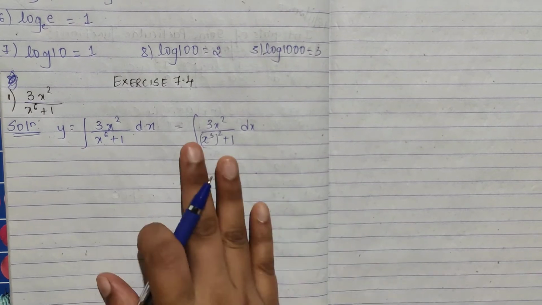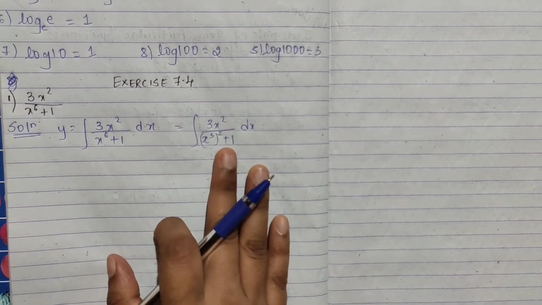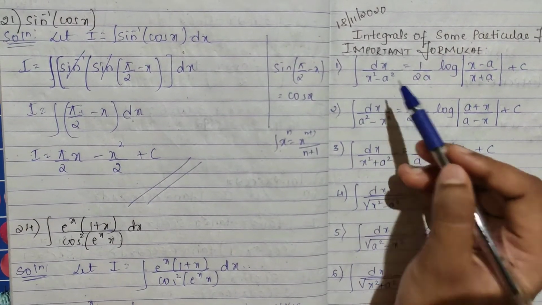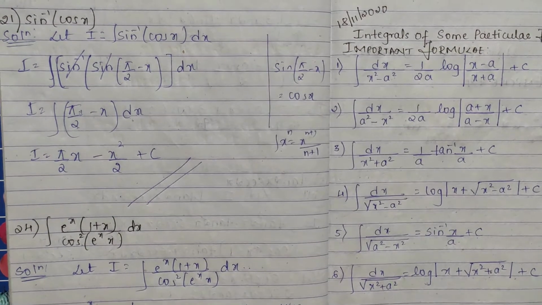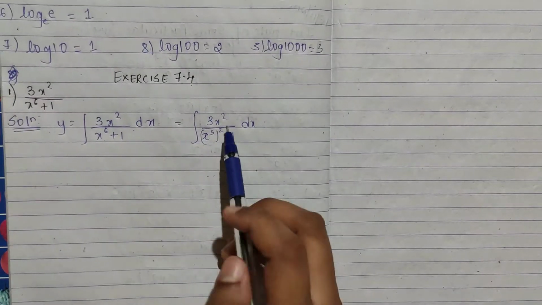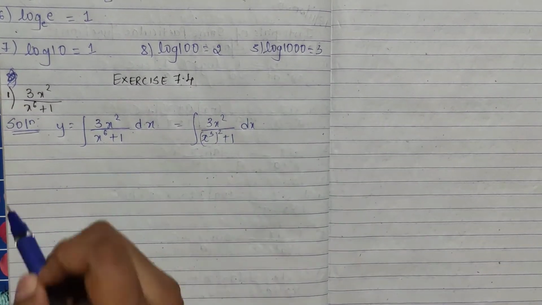To apply your standard formula, you have to get it in the form of a square, and directly you can't apply it, right? So we will go with substitution, because the formula is dx by x square plus a square or x square minus a square, but here we have the 3x square along with it, so we will go for substitution.